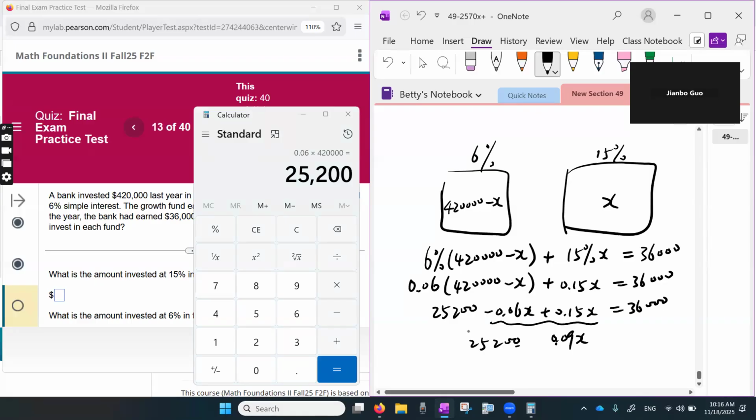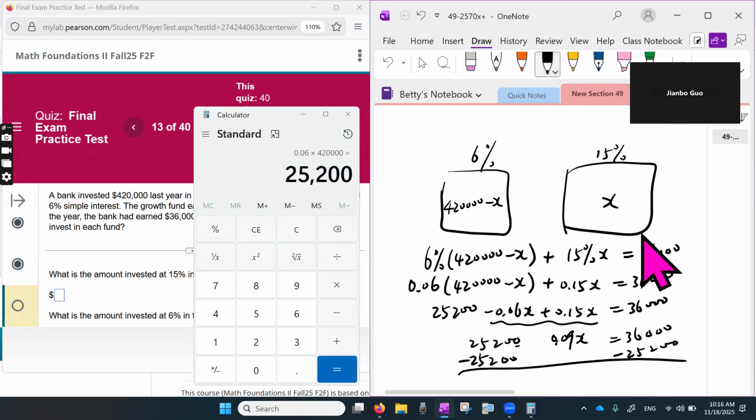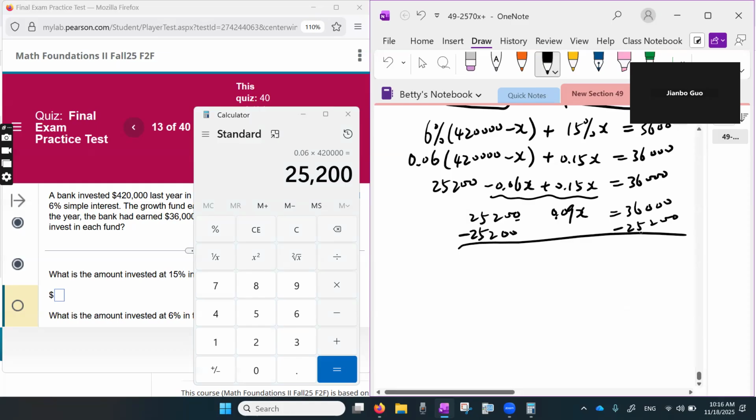So we have 25,200 plus 0.09x equals 36,000. Now we're going to subtract 25,200 on each side. And cancel, we have 0.09x equals, that gives, 10,800. Double check.